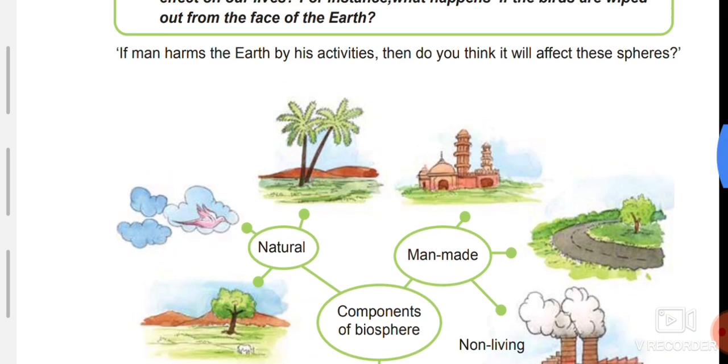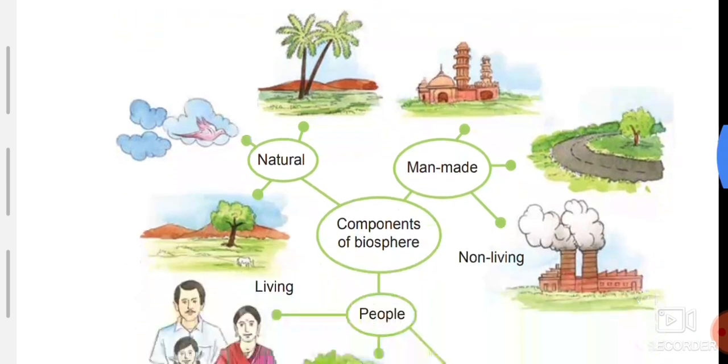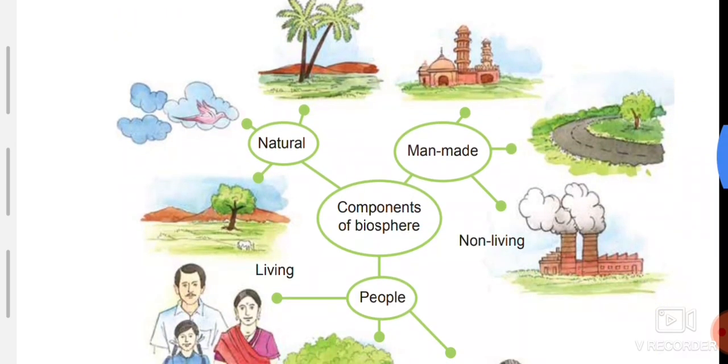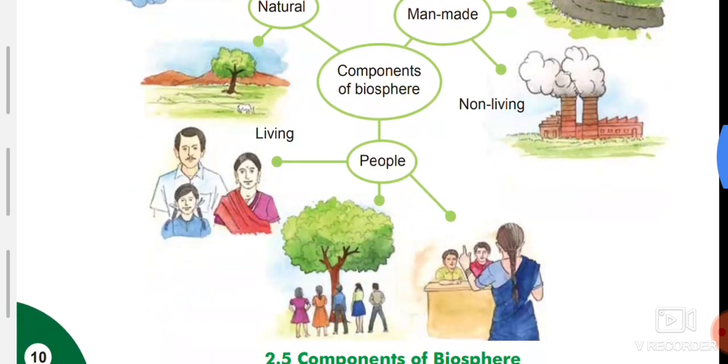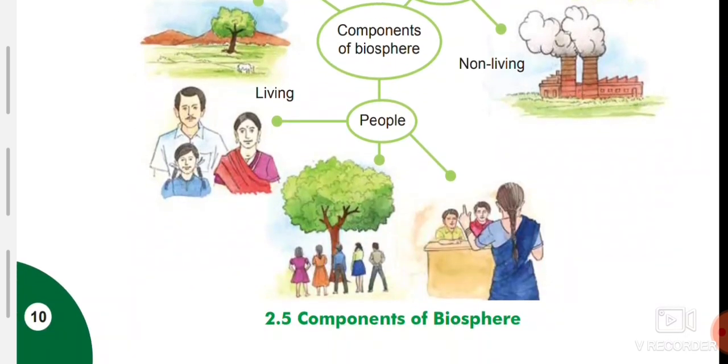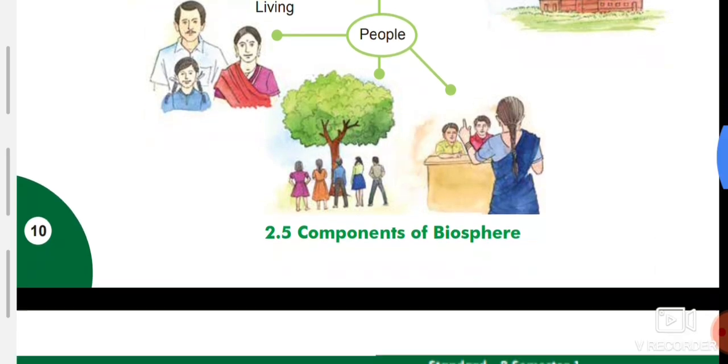Right? So it is our duty to conserve all the four spheres of the earth. See, these are the components of biosphere. Biosphere is divided into three: natural, man-made and people. Natural में है trees, mountains, birds, clouds, sky, everything. Man-made में है monuments, roads, factories. People में हमारी family है, the places where we go for work, the places where we enjoy with our friends.